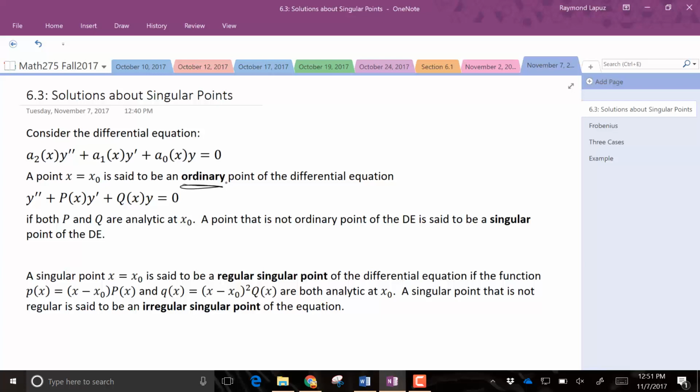I think the term analytic is just our way of saying it's a nice function, and it's analytic in places where the denominator is not equal to 0 and things like that.